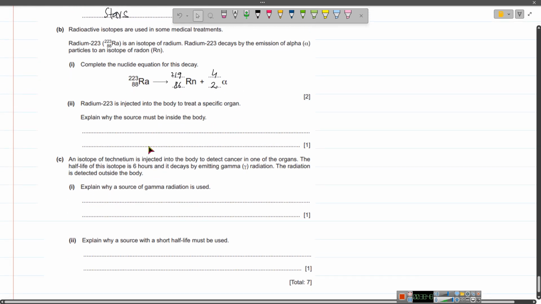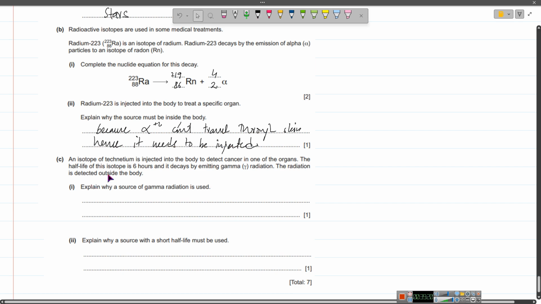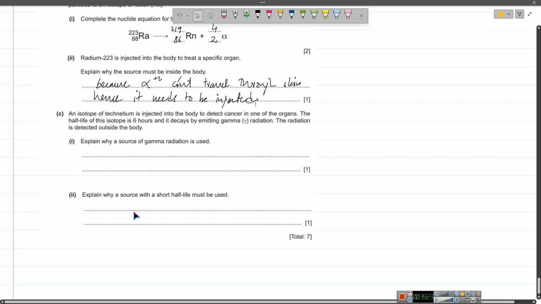The radium is injected into the body to treat a specific organ. Explain why the source must be inside the body. Because alpha particles can't travel through skin, hence it needs to be injected, right? Since it cannot go through the skin, so we have to inject it inside, to treat something inside the body.